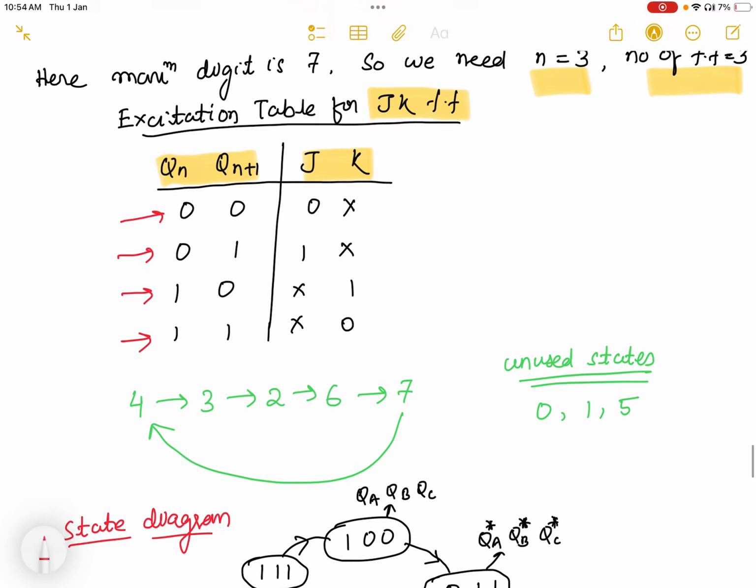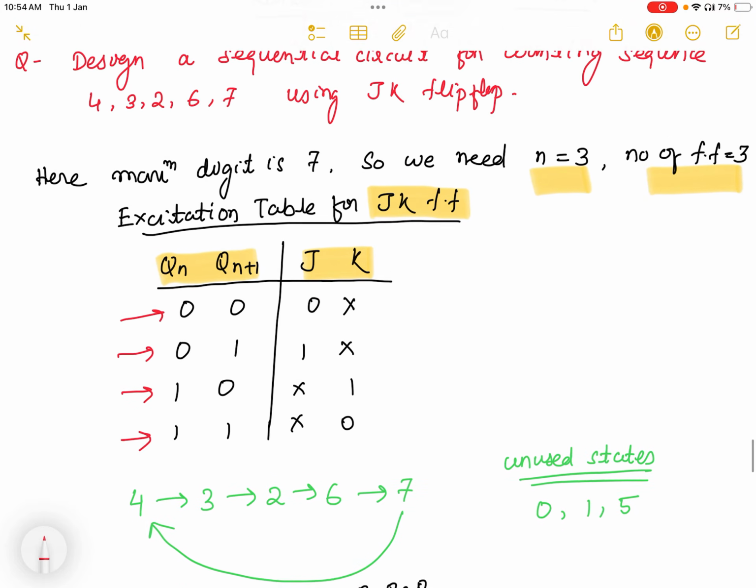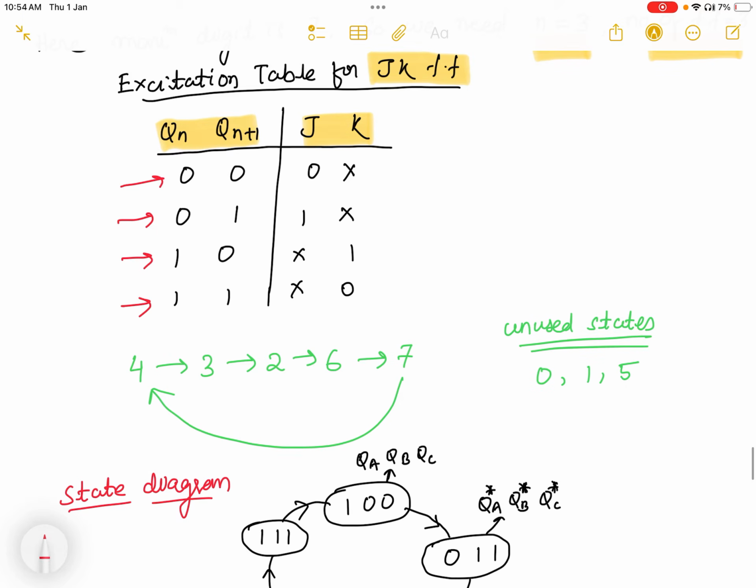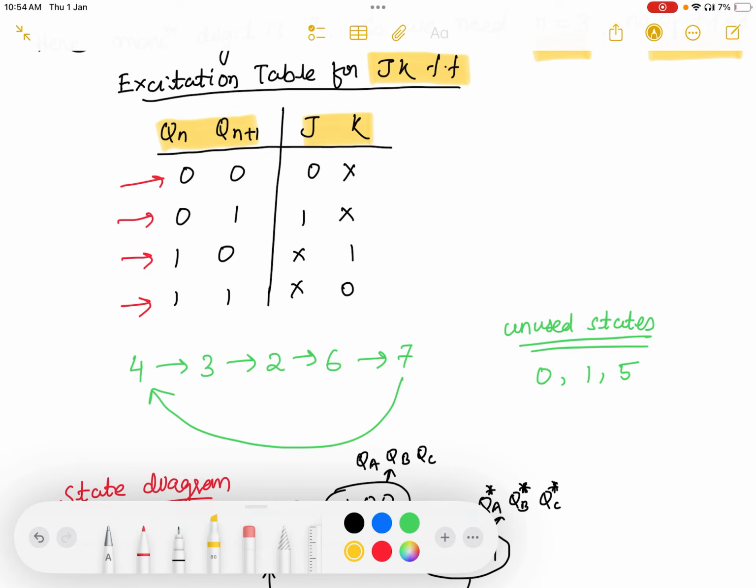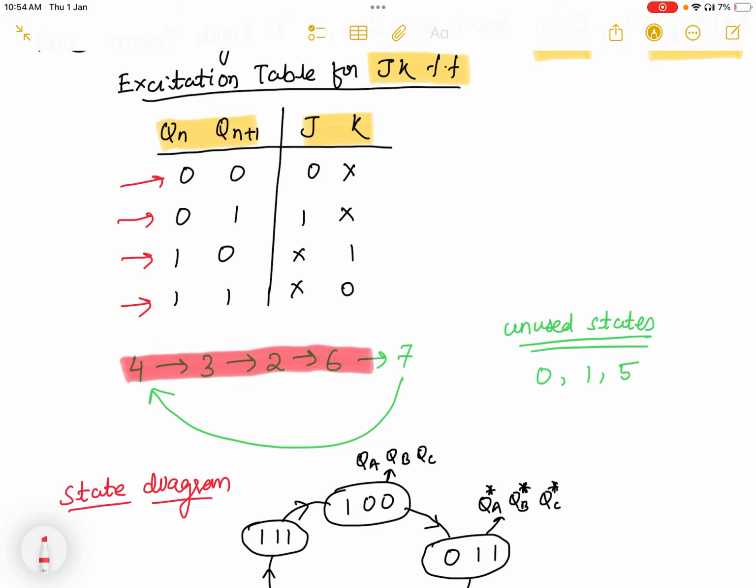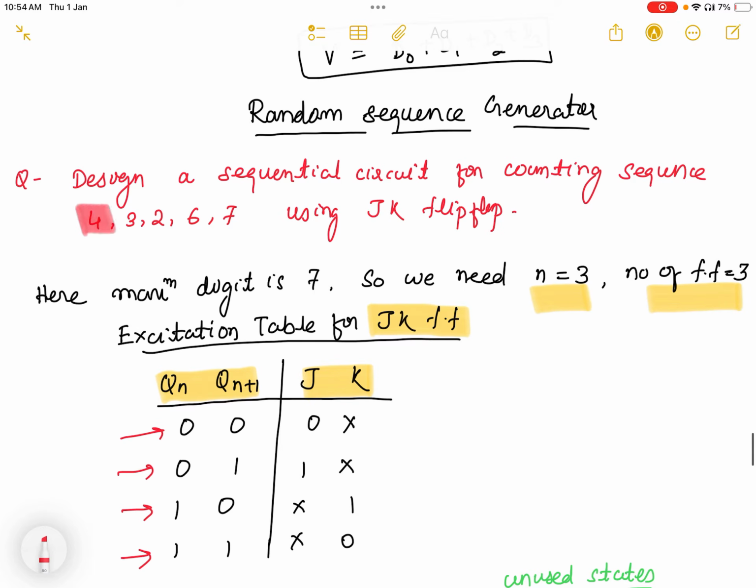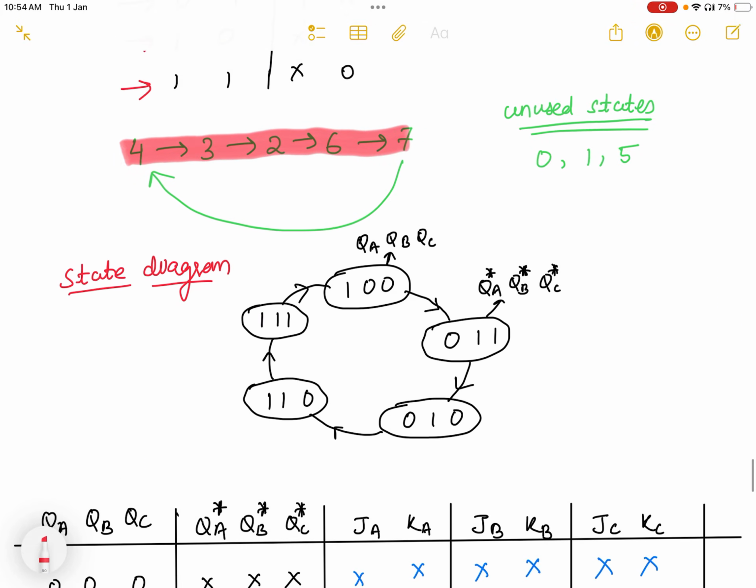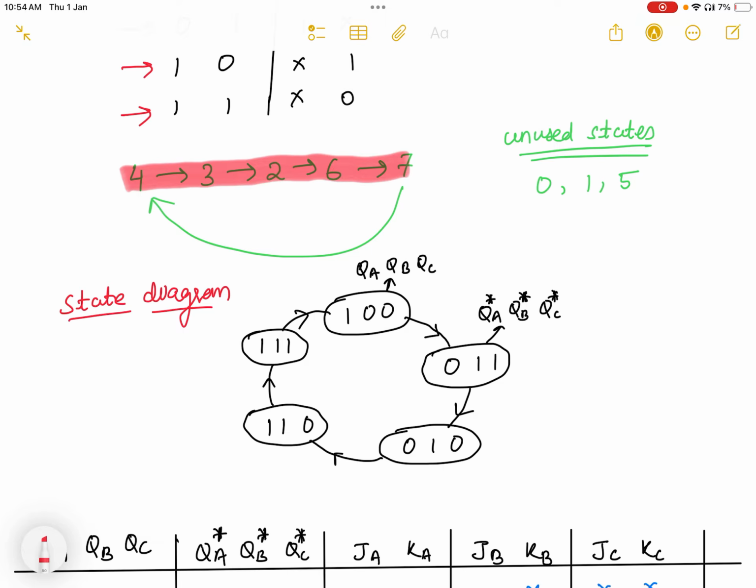So once we have written the excitation table, we go on to draw the state diagram. You can see here it is given properly. I'm writing 4, 3, 2, 6, 7, so this is the order. First it will count from 4 to 3, then 3 to 2, then 2 to 6, then 6 to 7. Once it reaches 7, it will come back to 4. So what are the states I am not using? That is 0, 1, 5. These are the three states I am not using.